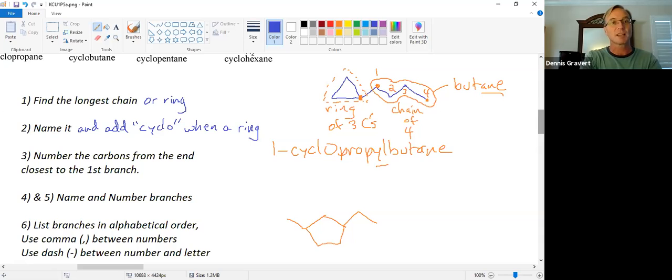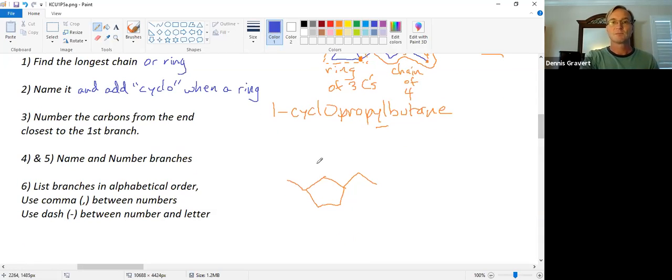Step 1 is find the longest chain or ring. So I start with the ring. There's a ring of 5. And once I found the ring carbons, I cannot count them as part of the chain. So over here, I got a 1 carbon chain. And then over here, there's a 2 carbon chain. And the longest chain or ring wins. Well, the ring wins this time. This is the parent.